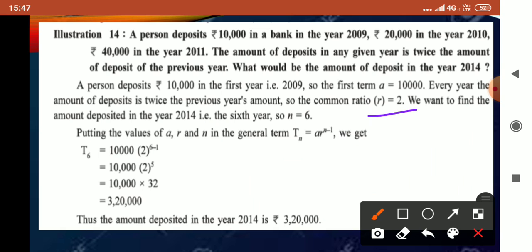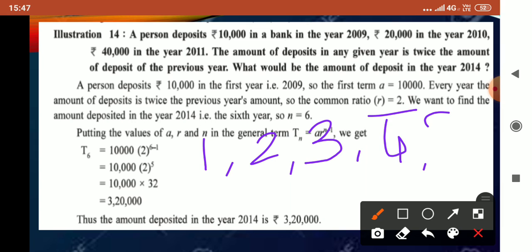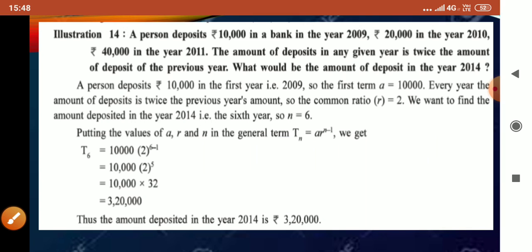What is the amount he deposited in the year 2014? 2009 is the first year, 2010 will be the second year, 2011 will be the third year, 2012 will be the fourth year, 2013 will be the fifth year. So 2014 will be the sixth year. So what I have to find is T6.